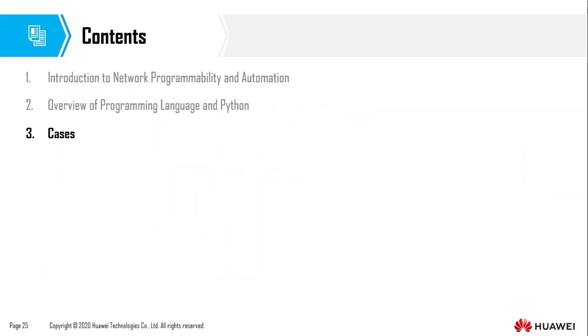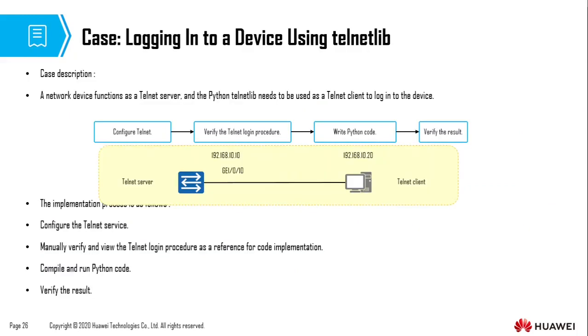So let's have a look at a case. Here we want to log into a device using telnetlib. How do we do it? A network device functions as a telnet server, and Python telnetlib needs to be used as a telnet client to log into the device. You have the telnet client, which is your PC, and your switch on the network, which is your telnet server. How do we write a Python script that can log in using telnet into this particular switch?